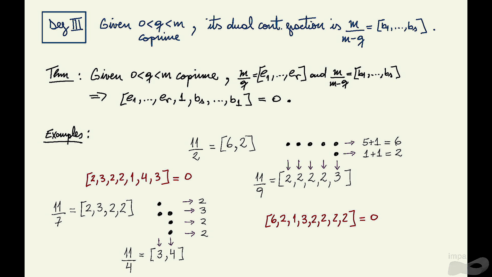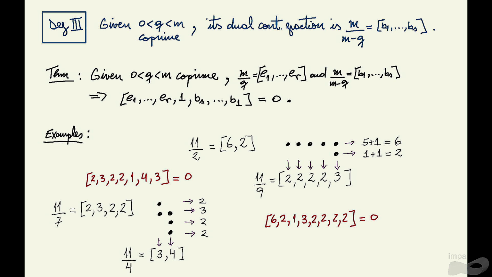But the cool thing is that if you do it down, like right there, then you add 1. You have 2, 2, 2, 2, 3. And this is exactly the dual of 11 over 2. That thing is exactly the same as this theorem, a geometric way to see it.